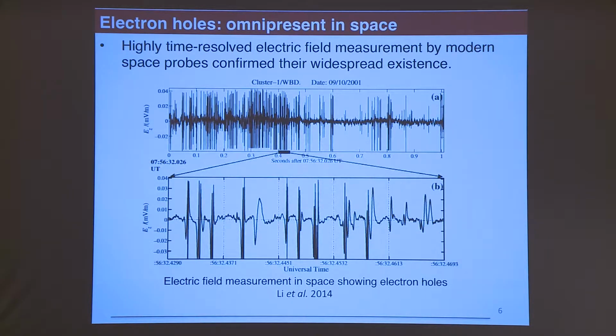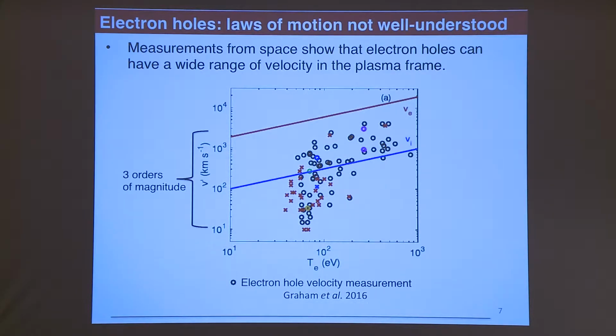And if you zoom in to look at the detail of these spiky structures that these satellites encounter, you will notice that they're almost all composed of these bipolar structures of electric field, which is a characteristic of the electron hole, because if you take the derivative of a positive potential pulse, you get a bipolar electric field. And the mystery about these electron holes is that people don't actually know how they move.